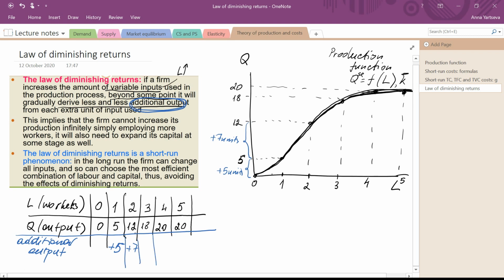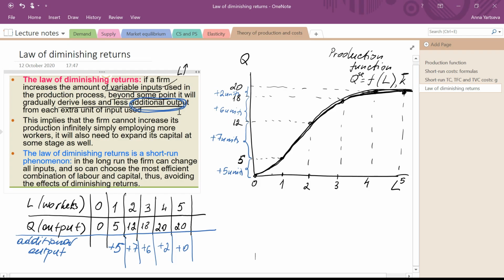When your sister joins you, your output goes up from 12 to 18. So she generates 6 units only, which is less than before. When your father joins, he will be able to add 2 units to the production process, which is even less. The difference between 18 and 20 is 2 units. So 2 units rather than 6, rather than 7, so it's worse. And when your mom joins, there will be no additional output generated at all. In other words, beyond certain point, each additional worker will generate less and less of additional output.